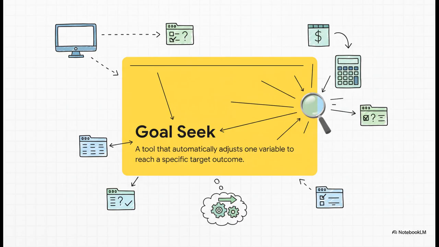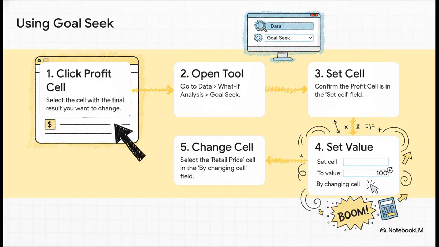Instead of guessing, what if we could just tell the computer the answer we want and have it figure out how to get there? Well, we can. That's exactly what GoalSeek does. It completely flips the problem around. We start with our goal. We say, hey, computer, I want to make exactly $100 of profit on every PC. GoalSeek then does all the heavy lifting and tells us the exact selling price we need to hit that target. No more guessing. And you know what the best part is? Using GoalSeek is incredibly easy.